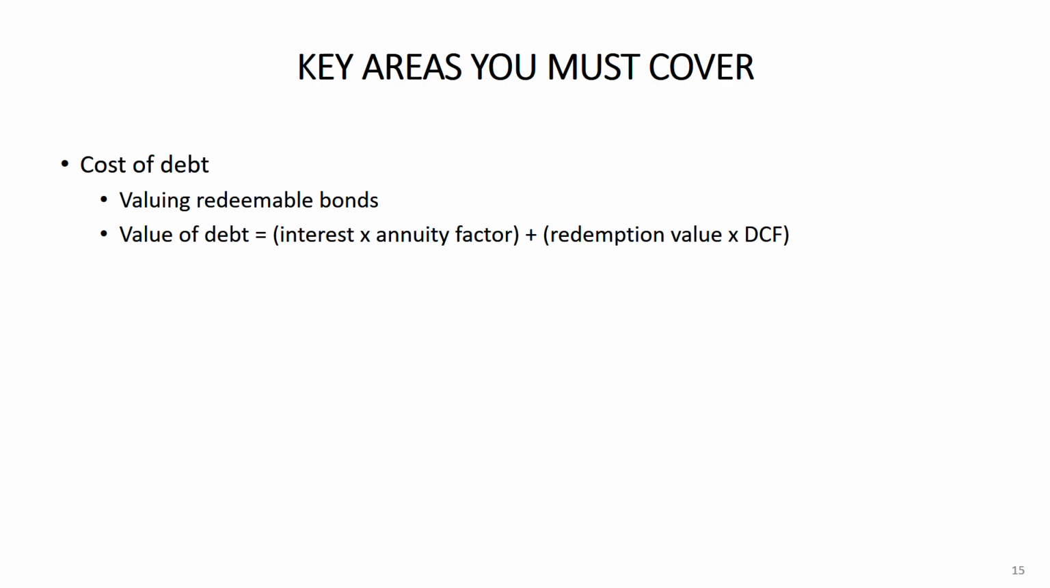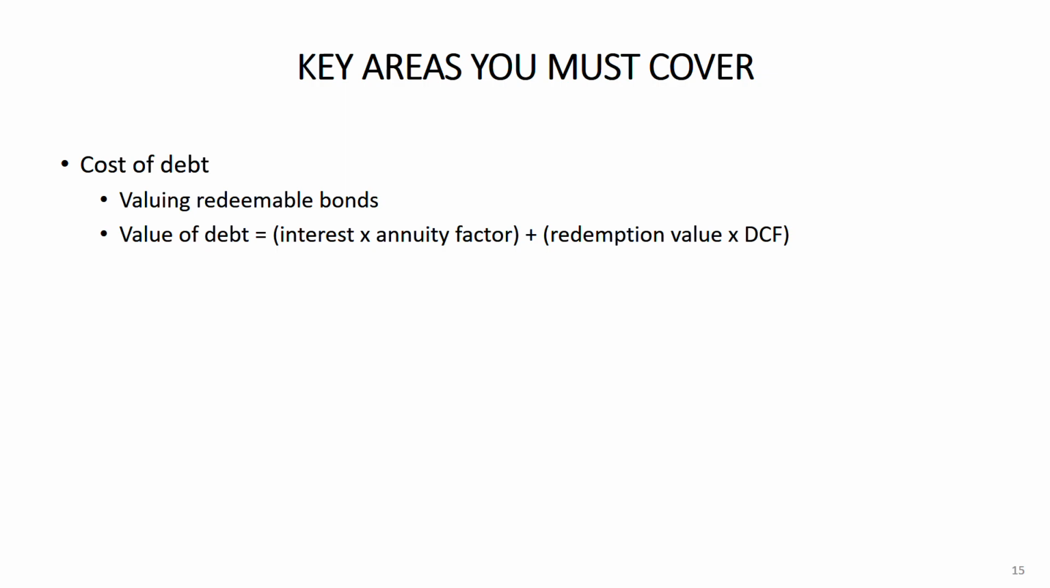Let's take a debt. Debt means loan. Let's take a loan or a bond, whatever it is. You have to pay interest annually, right? So that's why it is interest into annuity factor, because interest is fixed. You are paying the same fixed interest annually, let's say for 5 years. Plus, you are not just paying the interest, you are also paying the capital, the principal amount. It is known as redemption value when it comes to a bond.